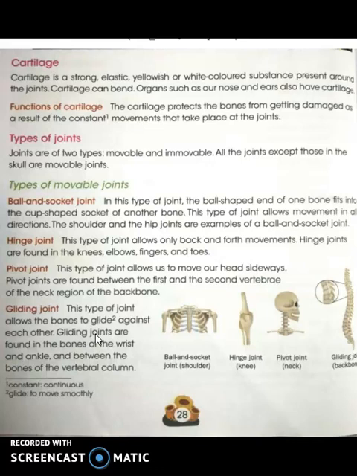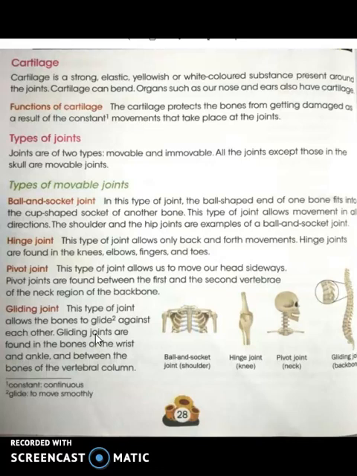This type of joint allows movement in all directions. A ball and socket joint is present in our shoulder. The joint between the chest and the hand is the shoulder joint. Due to that joint, our hands can move in all directions. So the joint present over there is a ball and socket joint. The shoulder joint and the hip joint are examples of the ball and socket joint, and they can move in all directions.